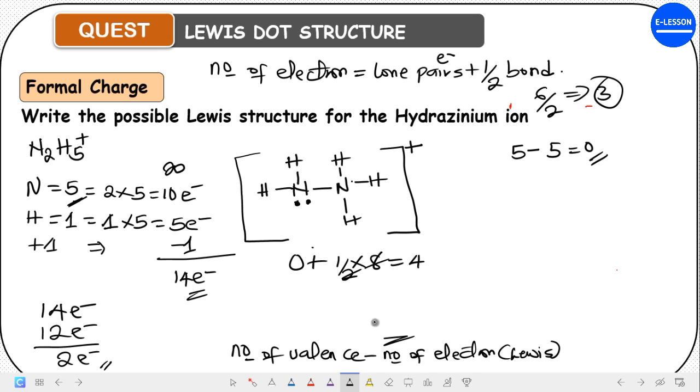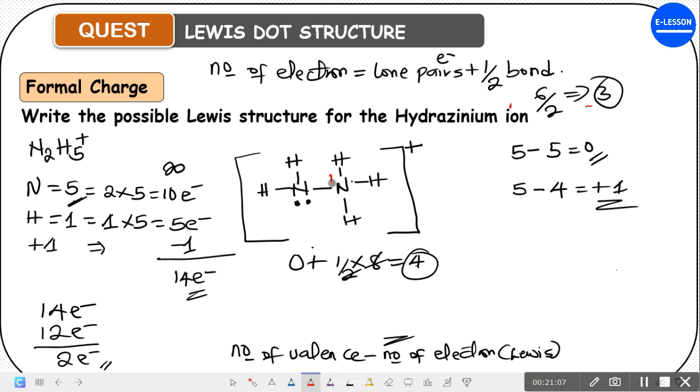So we are now going to say that the charge will be the number of valence electrons, which is normally 5, minus the number of electrons in the Lewis structure. The number of electrons we have is 4. 5 minus 4 is plus 1. Is that okay? So it means that this nitrogen will be the one to carry the positive sign, and this positive sign it carries must be equal to the charge outside here. Is that okay?